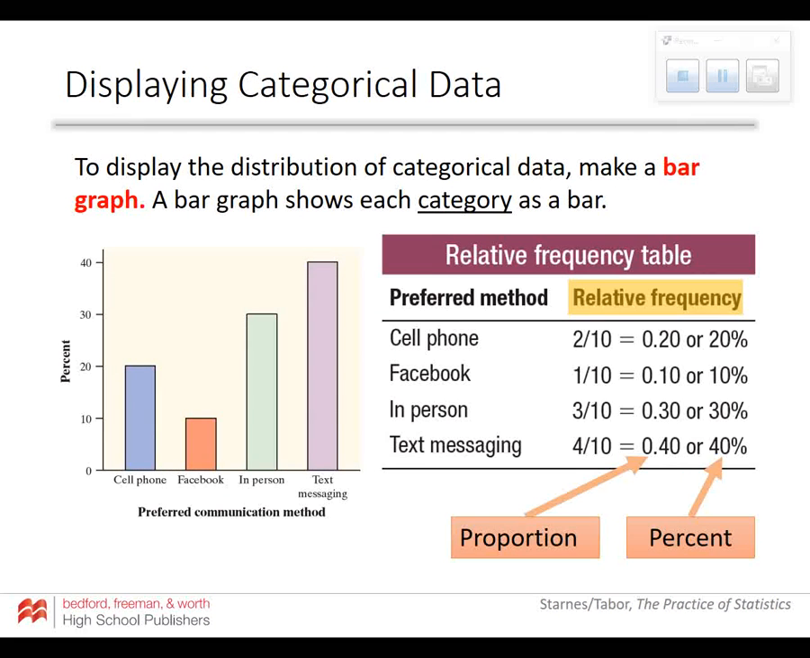Notice on my bar chart, on the x-axis it says preferred communication method, so I've labeled that axis. And then on the y-axis, I have a scale that's consistent, meaning it's in the same increments each time and spaced equally. And then I've put percent to make it clear that I'm looking at percents there. And if you look, I had 20% that were cell phone users, so my bar goes up to 20%.